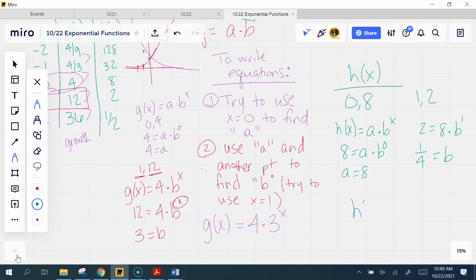So my equation here is a times b to the x. Is everyone okay? That was easy.